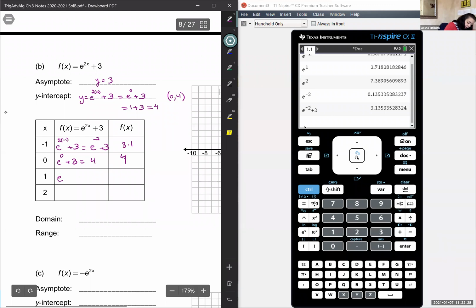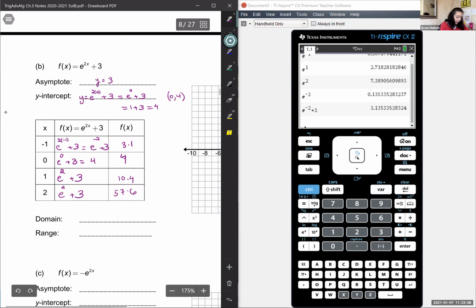Here, e to the 2 times 1, that's e squared plus 3, right? And then here I have e to the 4 plus 3, right? So e squared we had said was 7.4, so that's 10.4. And what's e to the 4 plus 3? Who can tell me? I got 57.6. Yes.